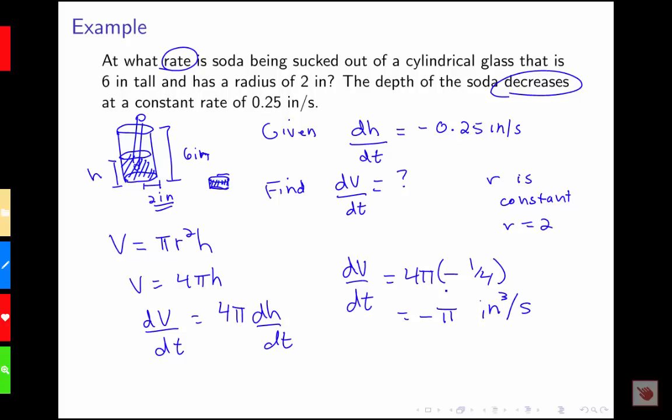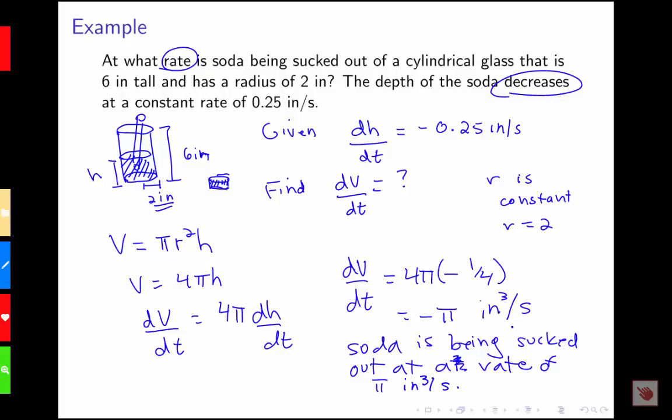In terms of the way the question was phrased, we're being asked at what rate the soda is being sucked out of the glass. So it's being sucked out at a rate of pi cubic inches per second, since "being sucked out" takes the place of the negative sign in our computation. It's important to remember that when you're dealing with a cylinder, you've got this constant radius information. Okay, so let's look at another example.